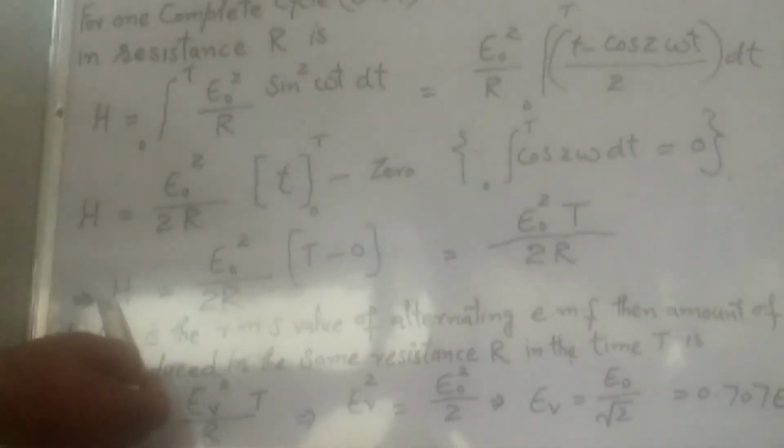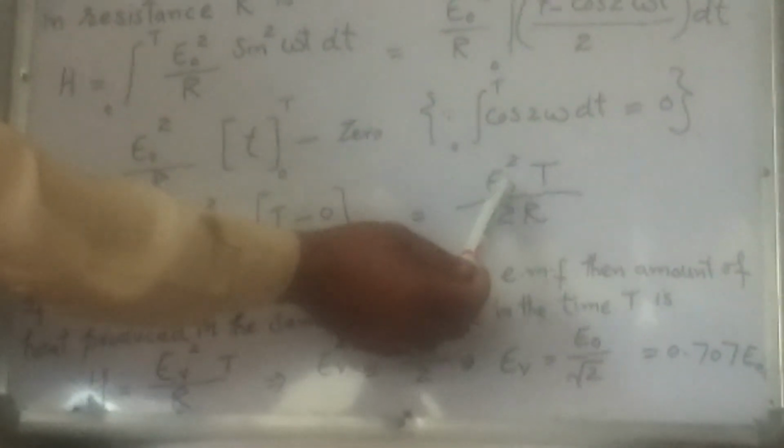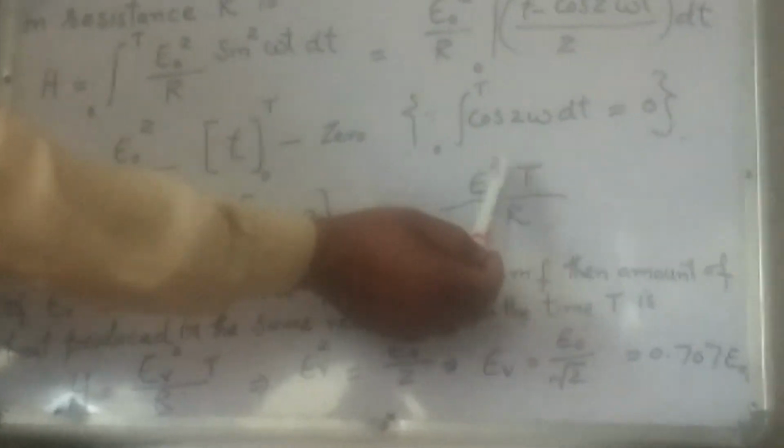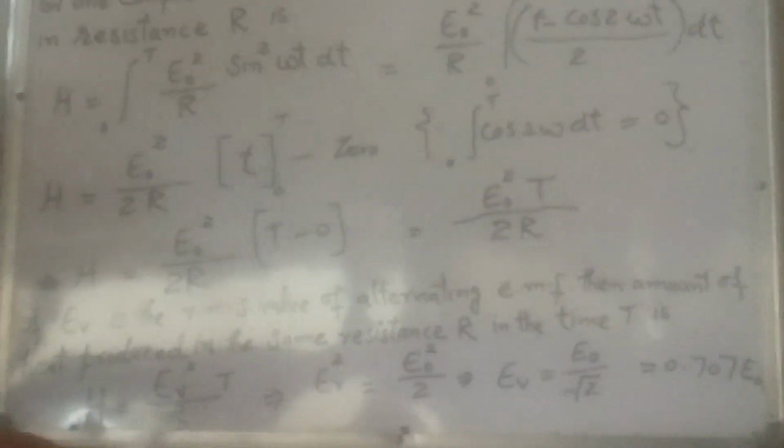So this is the heat produced in the alternating EMF: H will be equal to E0 square t by 2R. If EV is the root mean square value of alternating EMF, then the amount of heat produced in the same resistance in the time t is H equal to EV square by R t. That is, EV square will be equal to E0 square by 2, which will give the value EV equal to E0 by under root 2.